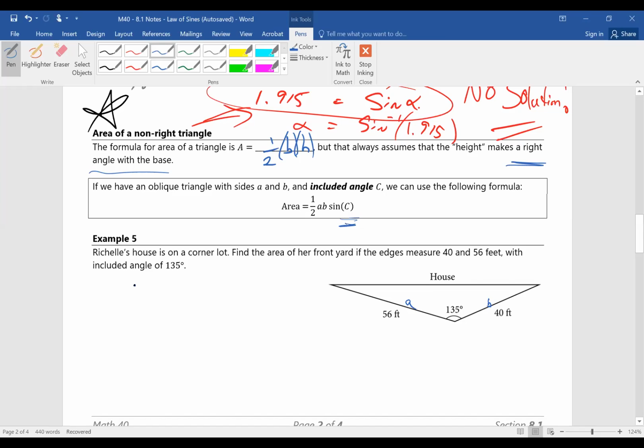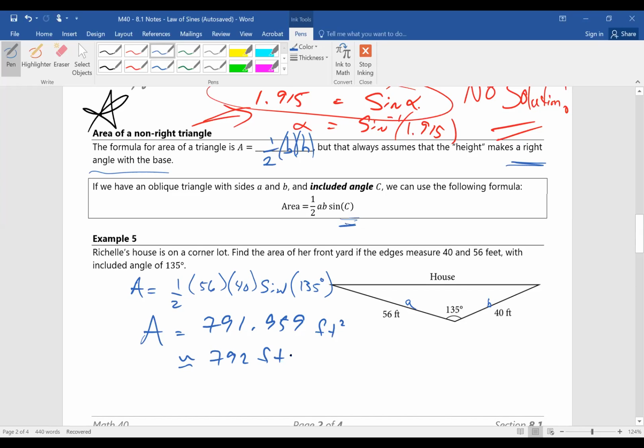So if I were going to use that formula, area is just 1/2. Pick a side, 56, times the other side, 40, times the sine of the included angle, and in this case, 135. Now, make sure your calculator is in degrees. And to save time on the video length here, I went ahead and did that ahead of time. So you should get, in degree mode, 791.959 feet squared. Because if you're in feet, you've got to be feet squared. Or approximately, you can say 792.